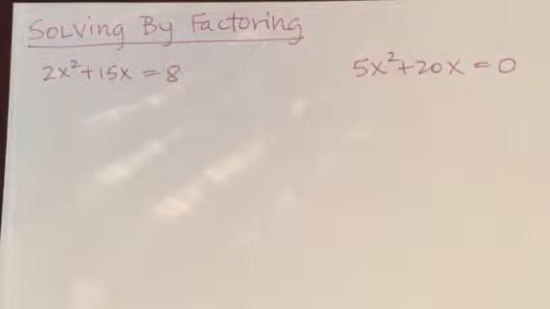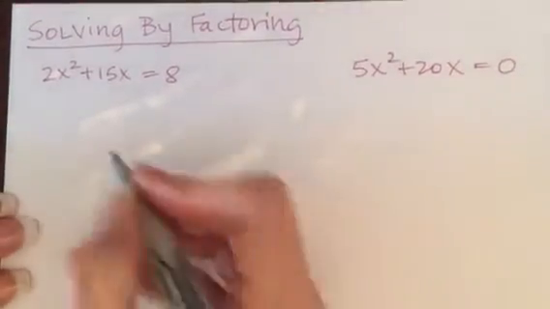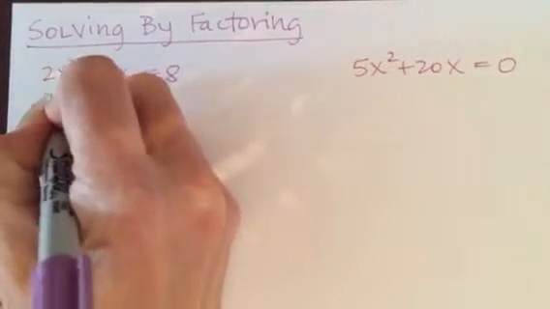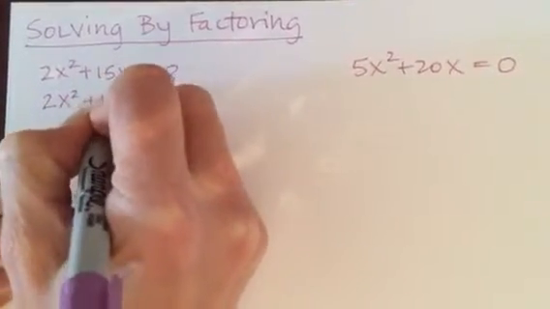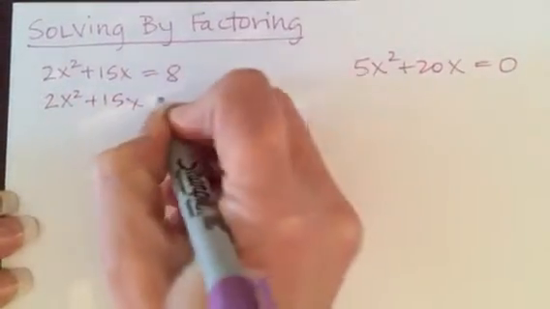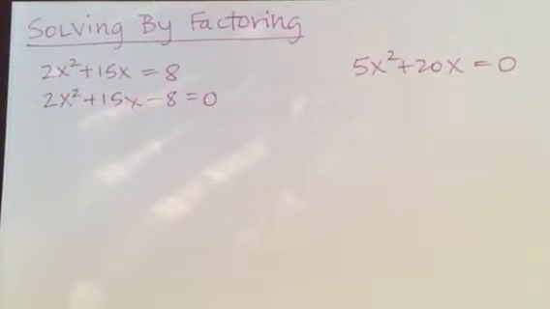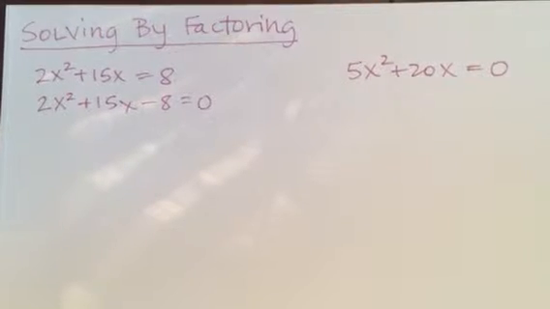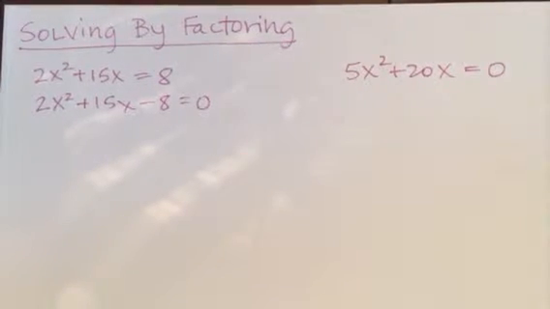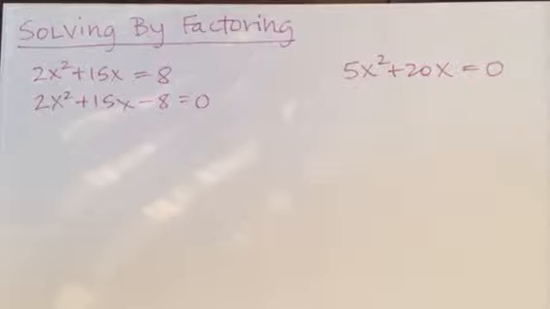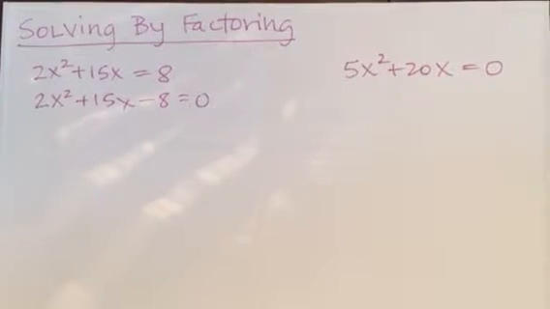So the very first thing that you need to do when you're solving by factoring is to set your equation equal to 0. So we're going to move this 8 to the left-hand side of the equation. So we would end up with 2x squared plus 15x minus 8 is equal to 0. So now we are looking at the quadratic that is on the left-hand side of the equation, and we are going to use the factoring techniques that we know.